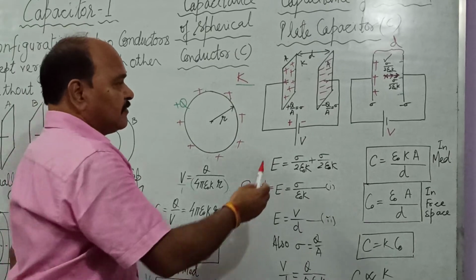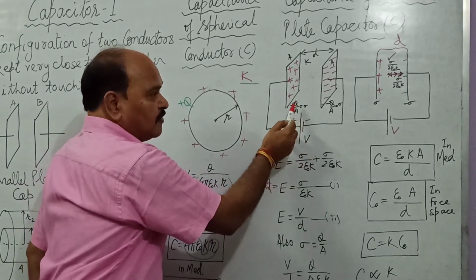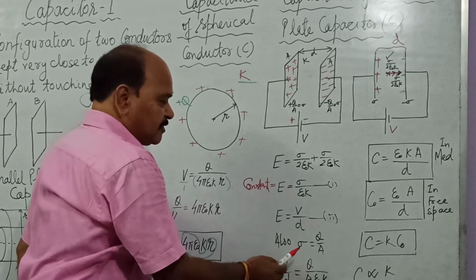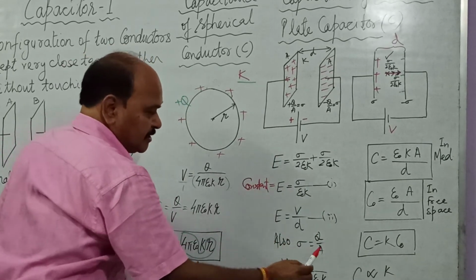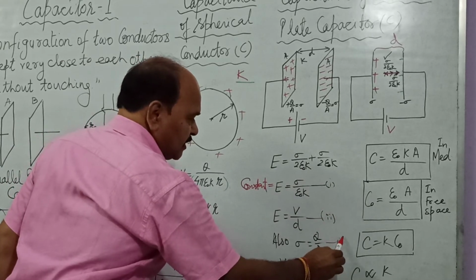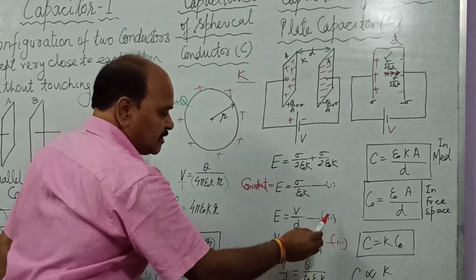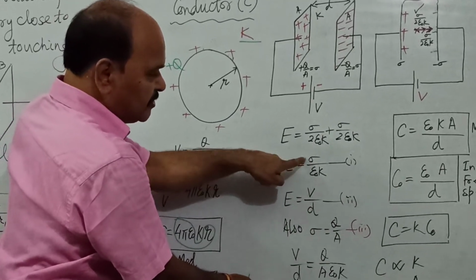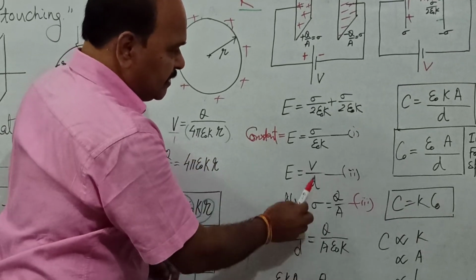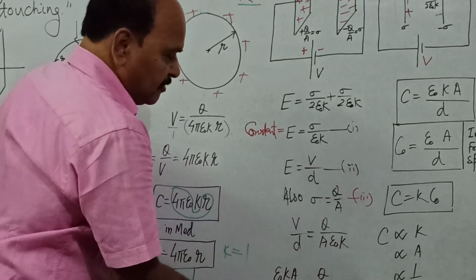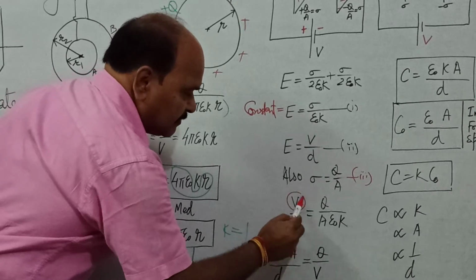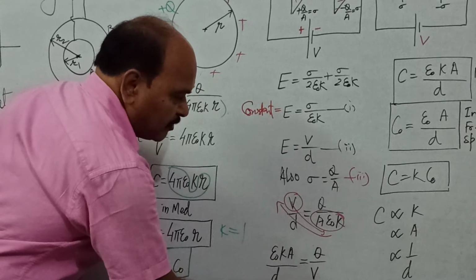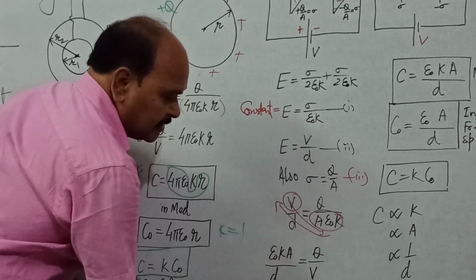Also, we know this surface charge density sigma is the ratio of charge to surface area of the plates. So sigma is Q upon A. And if we substitute 2 and this is say 3, if we substitute both these 2 and 3 in 1, what do we get? For E we write V upon D, for sigma we write Q upon A, and then epsilon naught K is written as it is. Now let us transfer the sides. Let us transfer this V to this side and this to this side. What happens? We get Q upon V is equal to epsilon naught K upon D.